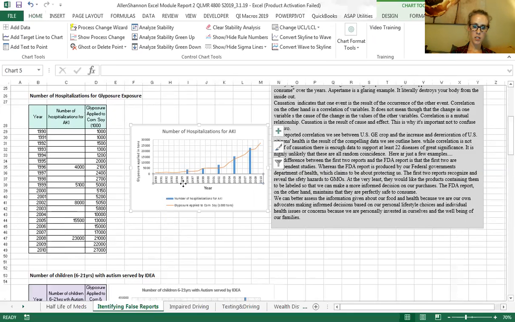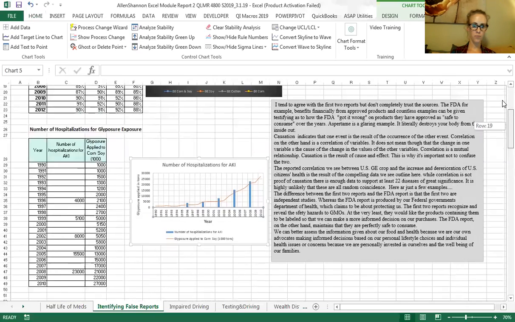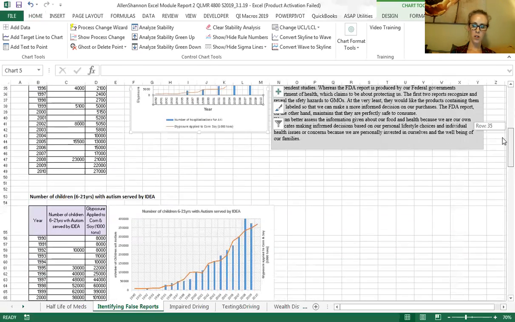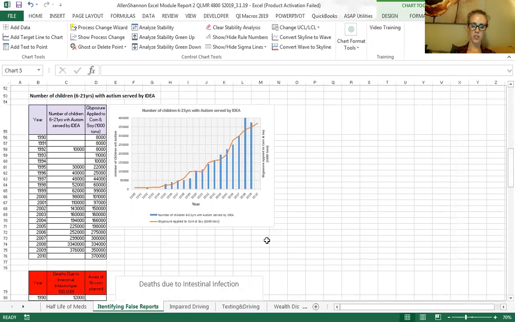And here we can see the data as it began in 1990, when we started recording this data for the glyphosate exposure, all the way until 2010. A marked increase from the time that it was introduced into our system. And similar trend lines here. Huge increase. I mean, astounding numbers.